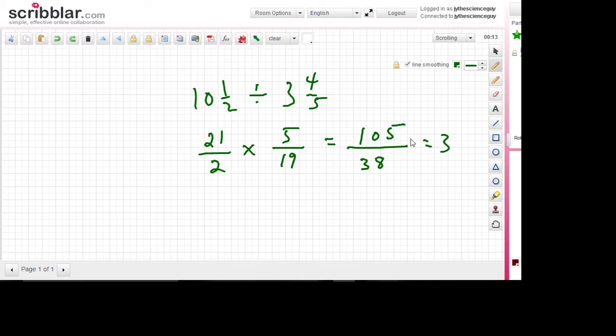divided by what? Divided by 38. Does it go 3 times? No. I didn't think so. So it is 2 and what? 2 and 7, 6, 3, 1, 5, 7, 8. Oh, okay. So 2 times 38 is 76. 76 minus 105 is 29.